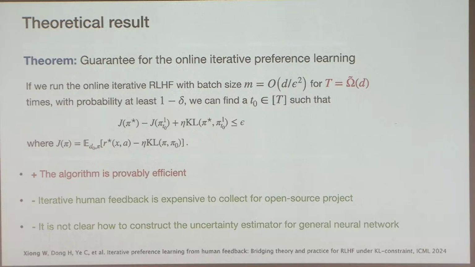So the advantage is that we already have an algorithm that is provably efficient, but we also have some disadvantages. First, iterative human feedback is very expensive, especially for open source projects. Also, it's not clear how to construct the uncertainty estimator for a general neural network. We will discuss how to mitigate this issue in the next section about how to implement this framework.